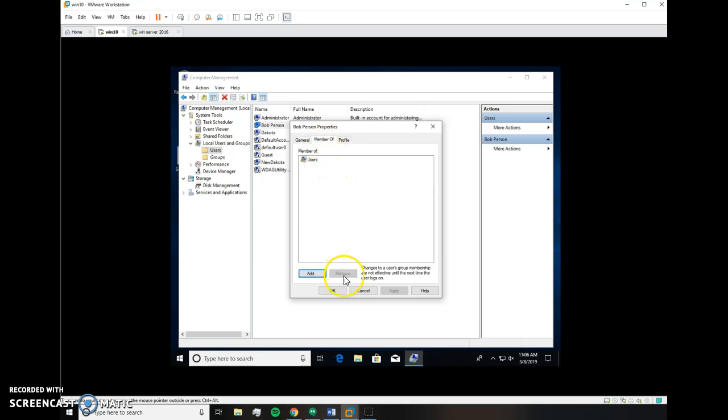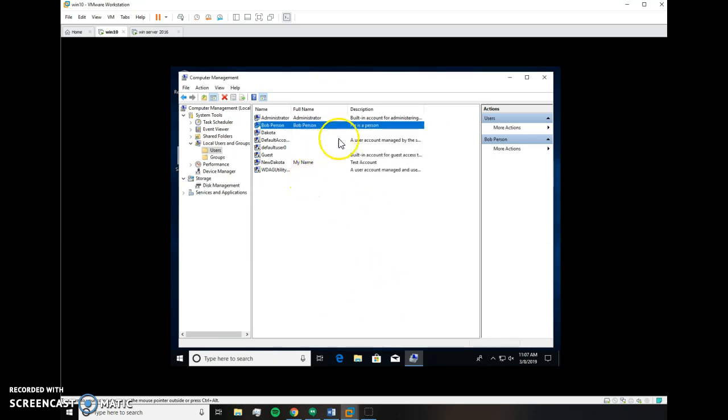Okay, so right now he's just a member of users, but that's for the next question. So anyway, that's what I got. I had to put in a very complex password, but it worked. So, okay, there we go. There's Bob Person as our new user to fulfill question number 6.